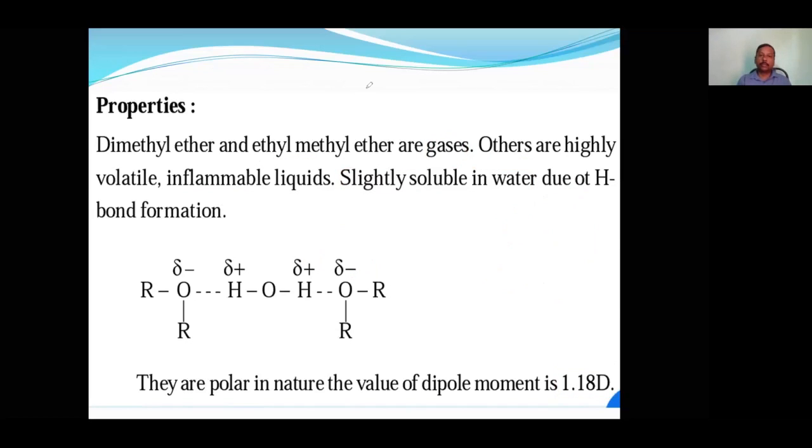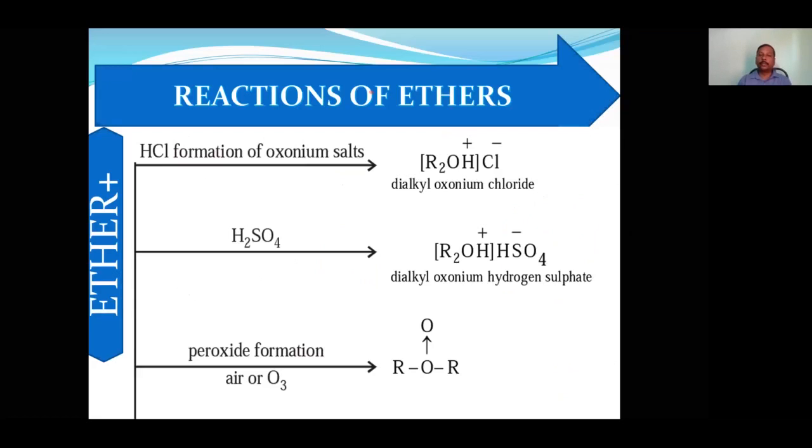Now let's go to the next one. After the preparation, the properties. These are called general properties or general reactions. I will write it in short so that we can spend maximum time on the questions. Ether when reacted with HCl forms an oxonium salt. If chlorine is there, oxonium chloride. If sulfate is there, oxonium hydrogen sulfate.